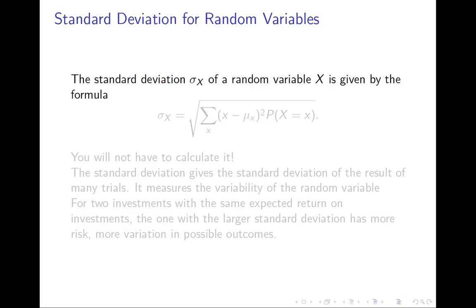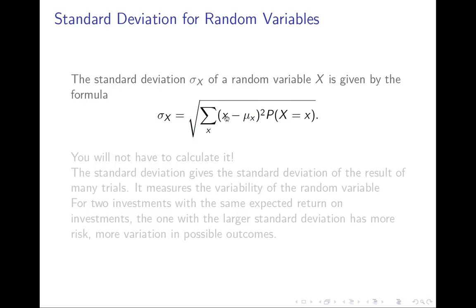Finally, we want to talk about the standard deviation of a random variable. The standard deviation, represented by sigma sub x, is given by this somewhat scary-looking formula. But again, it is pretty much the standard deviation formula, but with this funky notion of averaging, right? Because we're summing over all the possible values.